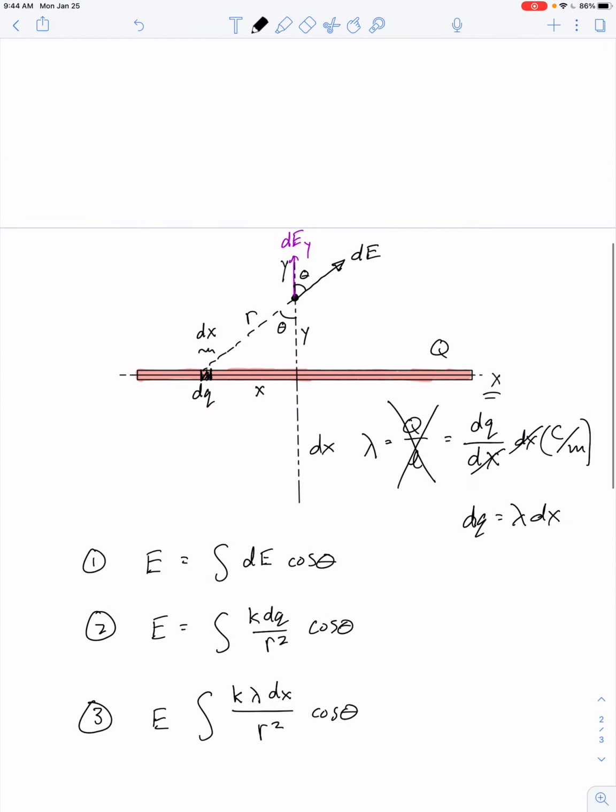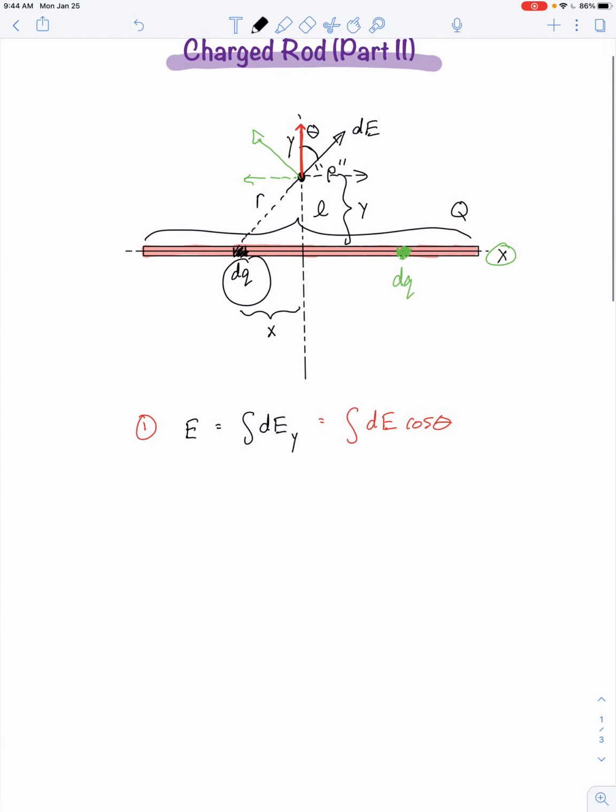Let's think about this. Let me go back to the top picture. Let's just pick a different dq and see what changes. Obviously, the value of r for this one is greater. The value of x is greater. The value of theta is also greater. So all of these variables change. The one thing that stays the same is y. No matter which dq we look at, the value of y is going to stay the same. So we're going to lean on that to help us make substitutions.